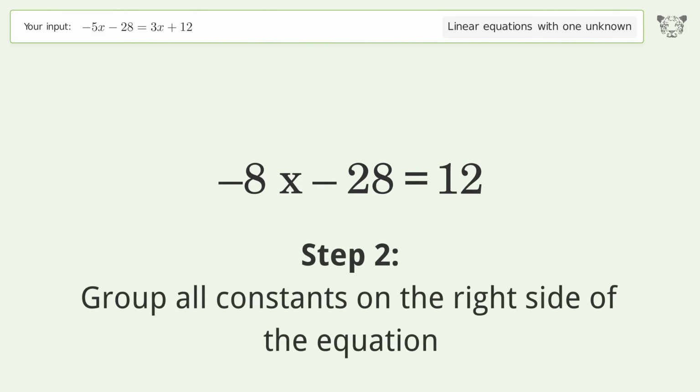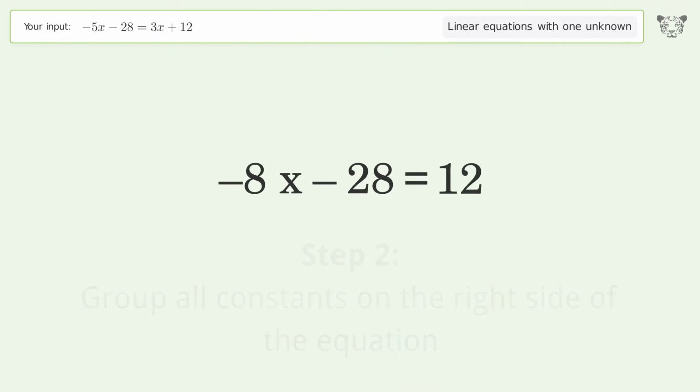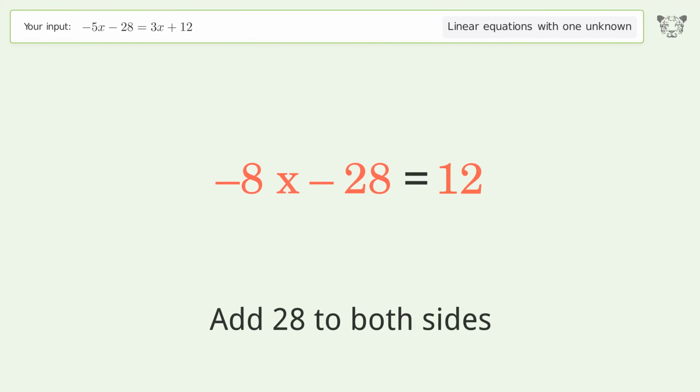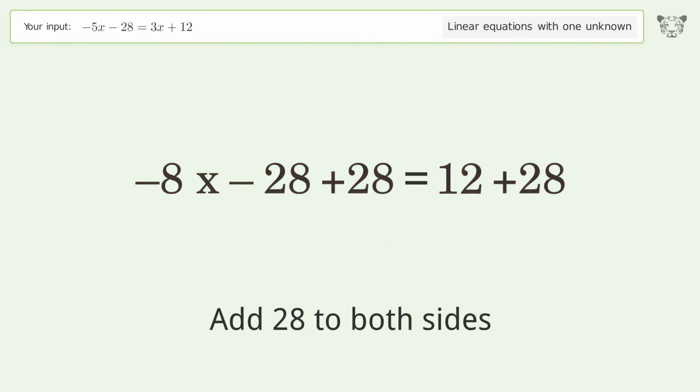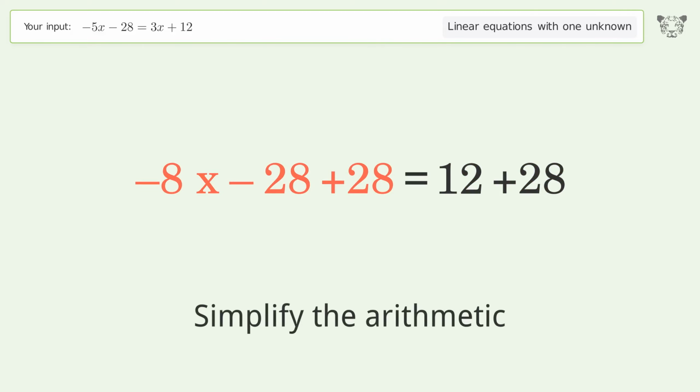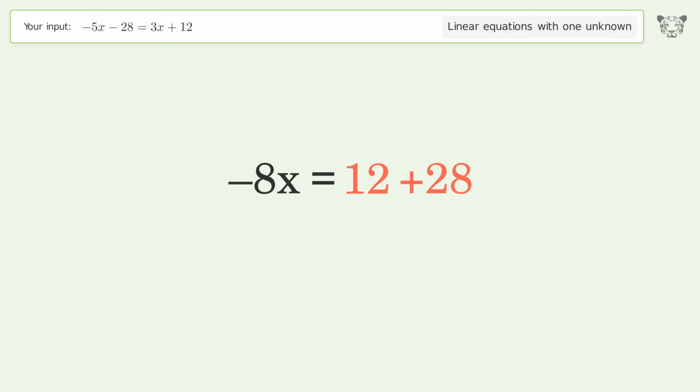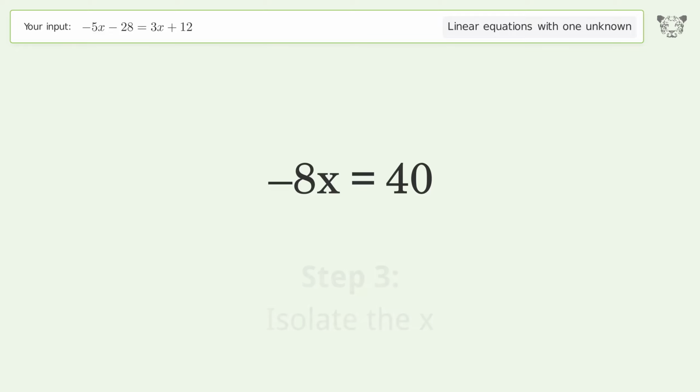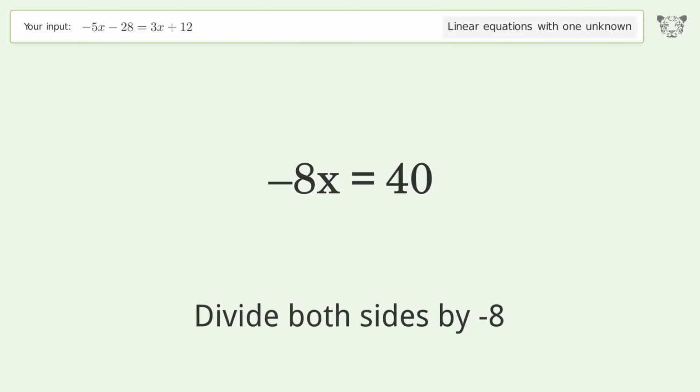Group all constants on the right side of the equation. Add 28 to both sides. Simplify the arithmetic. Isolate the x. Divide both sides by -8.